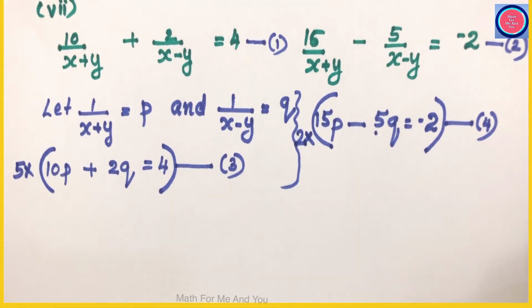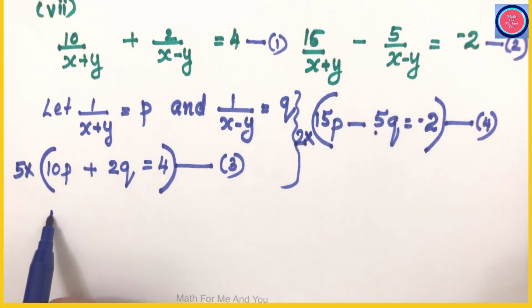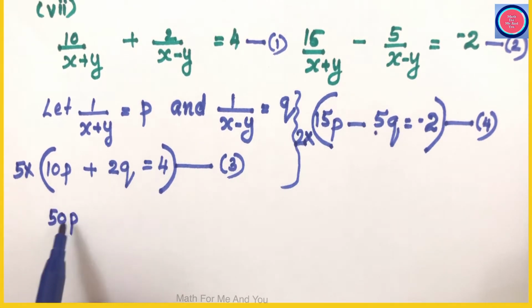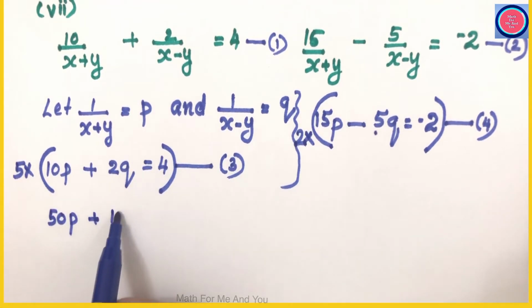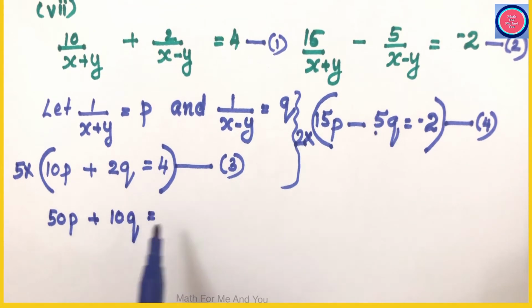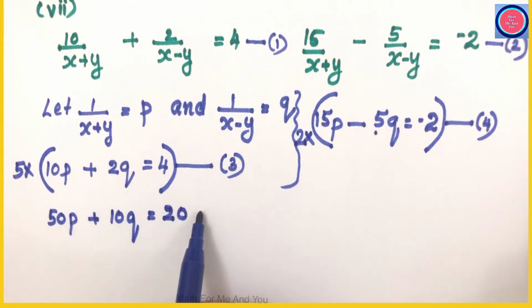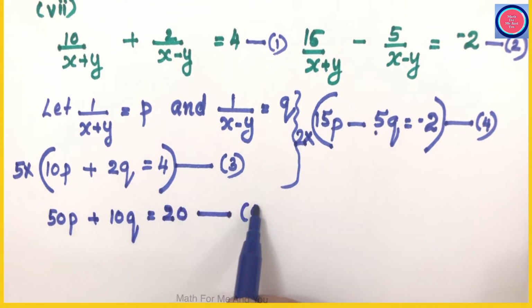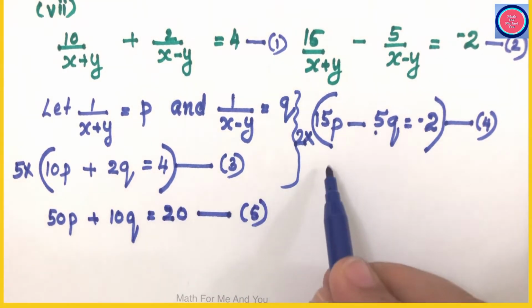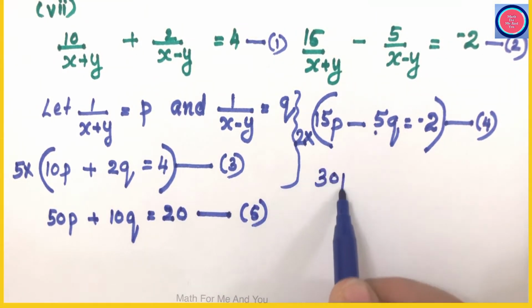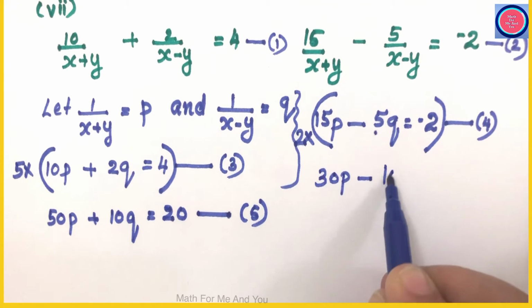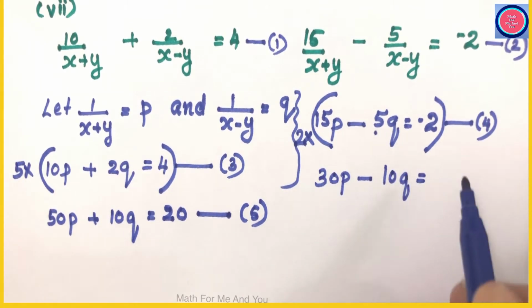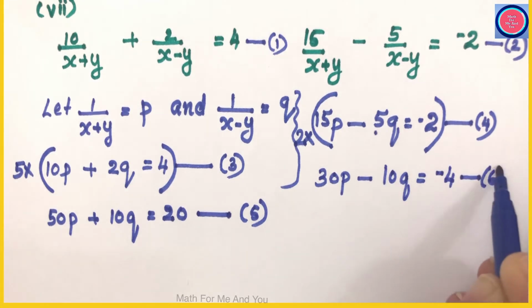Then we get the same coefficient for q and we can eliminate q. If you want, you can eliminate p, it's up to you. I'm going to eliminate q. So the first equation becomes 50p plus 10q equals 20 when we multiply by 5. Let that be equation number 5, and the next equation we multiply by 2. So we get 30p minus 10q is equal to 2 times minus 2, which is minus 4, and this is equation number 6.